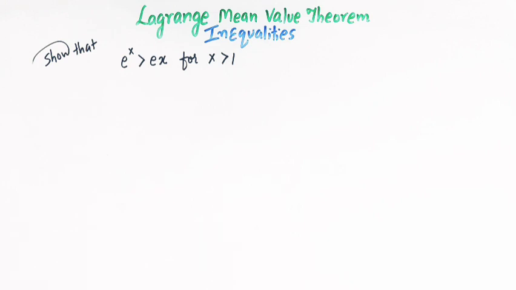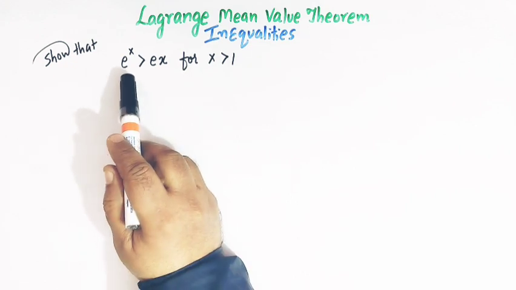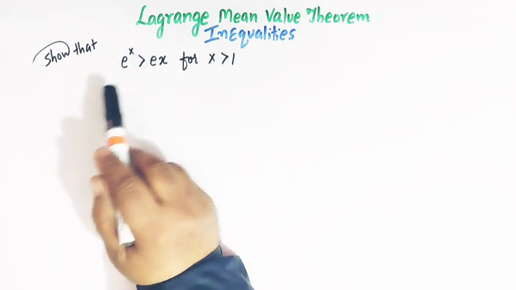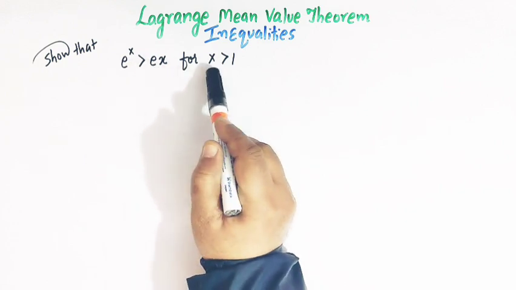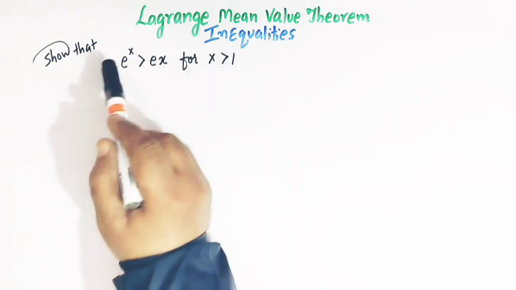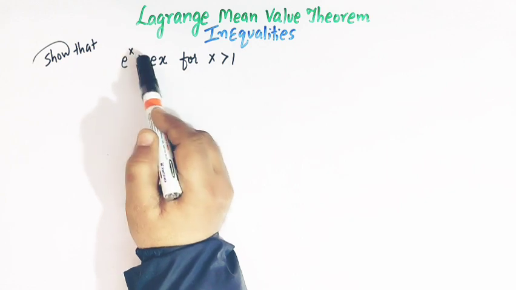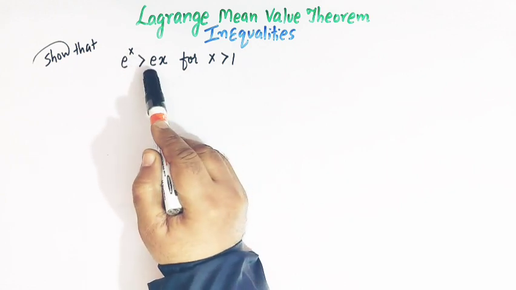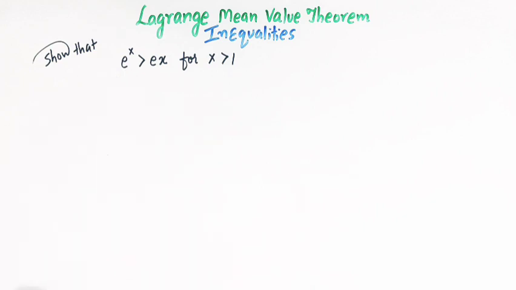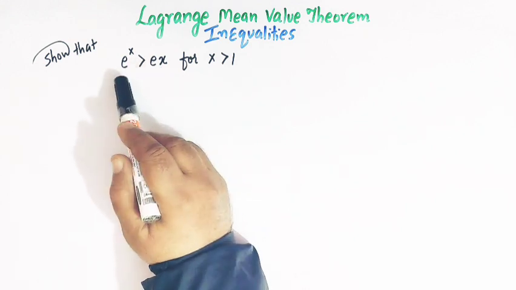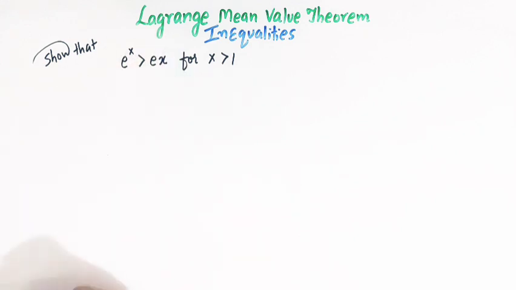So in this class, we'll see this problem in which we have to show that this inequality holds for x greater than 1. Right? So the inequality is e raised to x greater than the product of e and x, where e is the famous Euler's number, right? So let us see how nicely we can prove this inequality with the help of Lagrange mean value theorem.